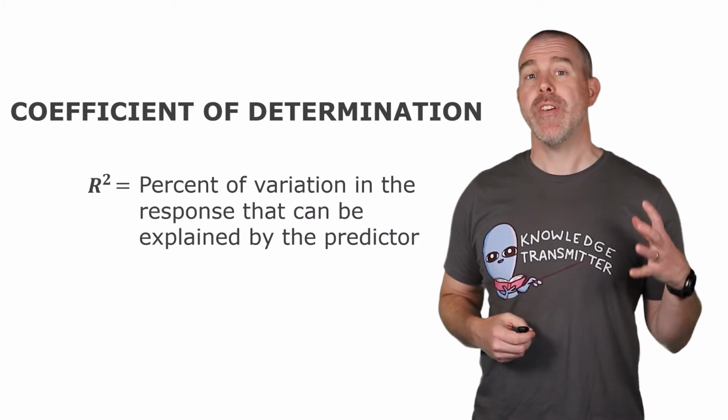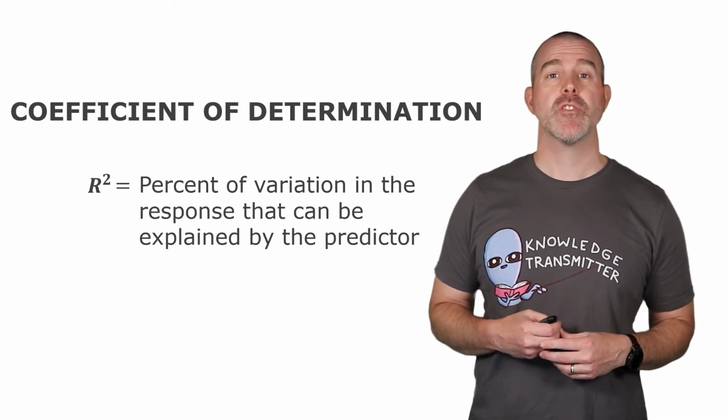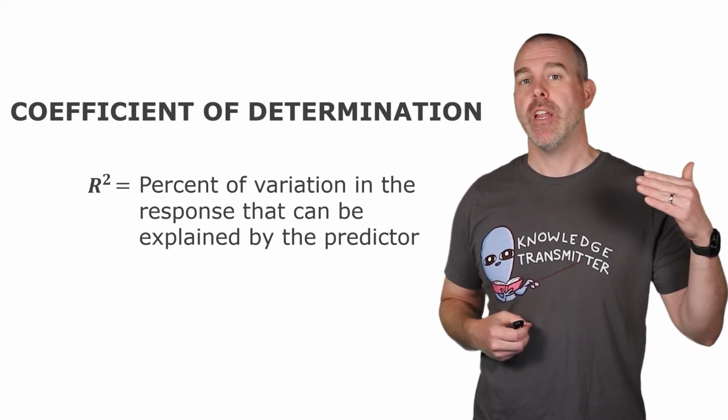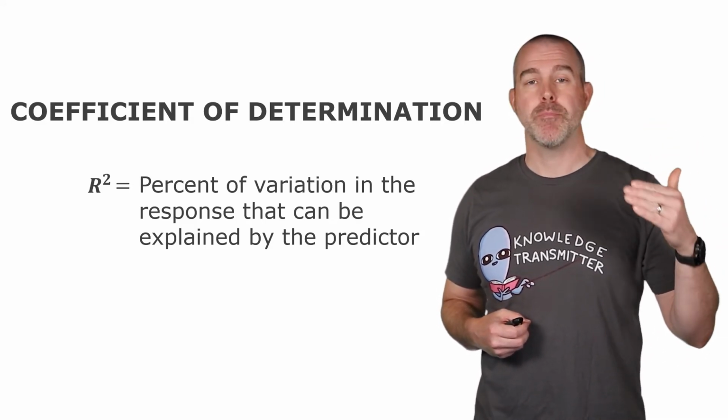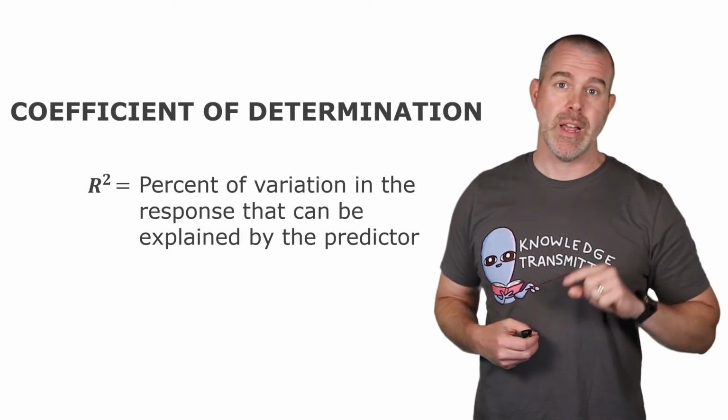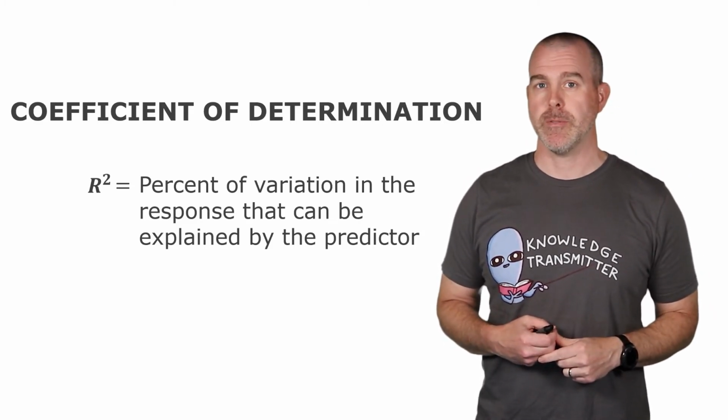So again, the coefficient of determination, that's R squared, it's always interpreted this way. It's the percent of the variation in the response variable that can be explained by the predictor. So if you're one of my students, you're taking notes, be sure to write this one down. This is super important.